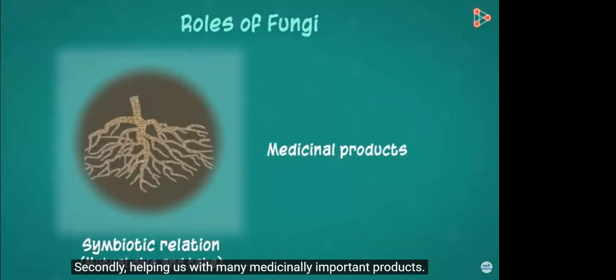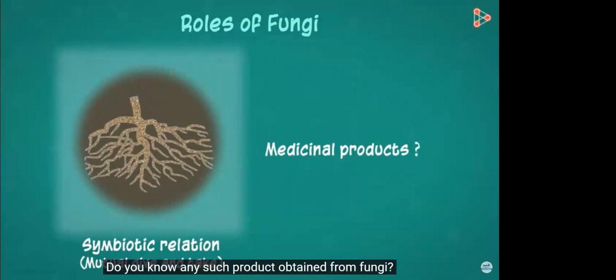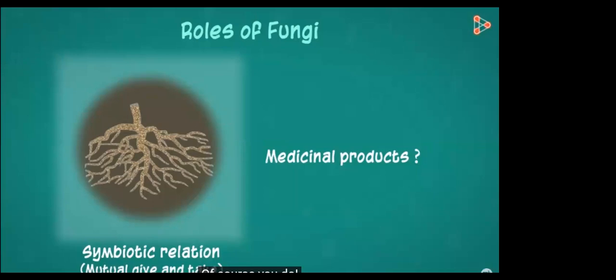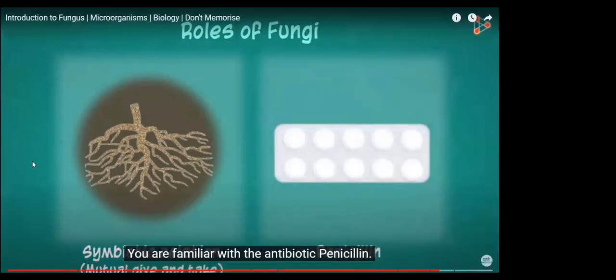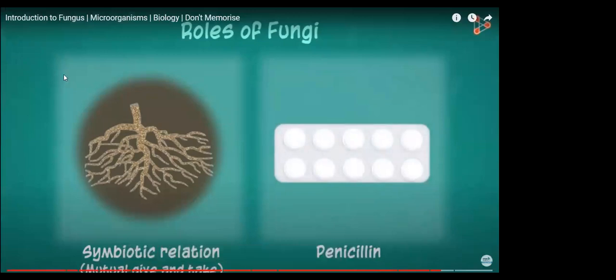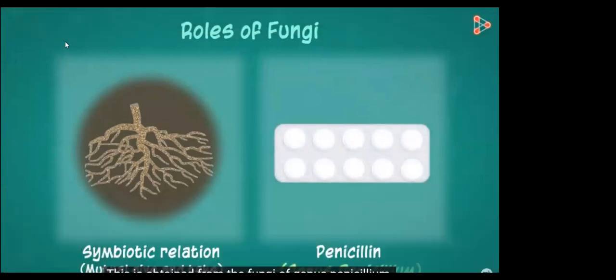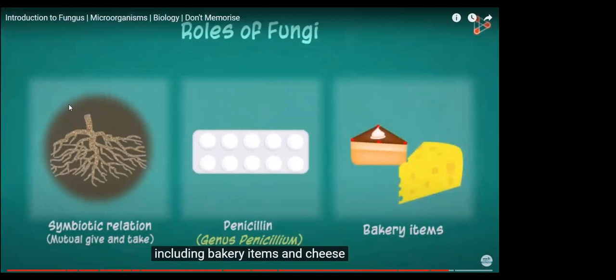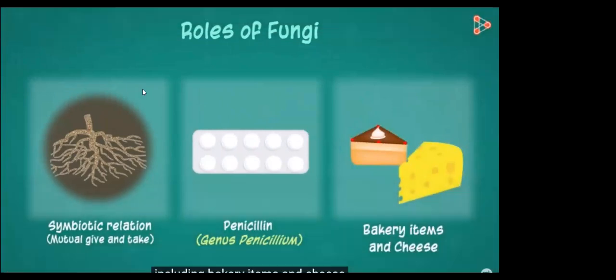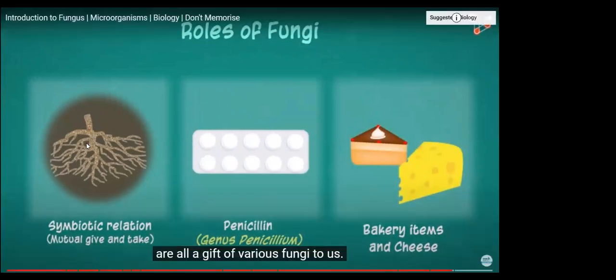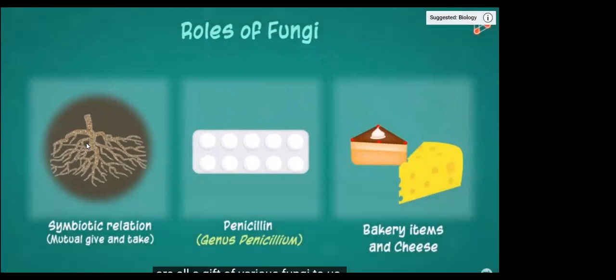Secondly, helping us with many medicinal important products. Do you know any such product obtained from fungi? An antibiotic or drug. Of course you do. You are familiar with the antibiotic penicillin? Yes. This is obtained from the fungi of genus Penicillium, discovered by Alexander Fleming. Similarly, many of the foods that we relish, including bakery items and cheese, are all a gift of various fungi to us.